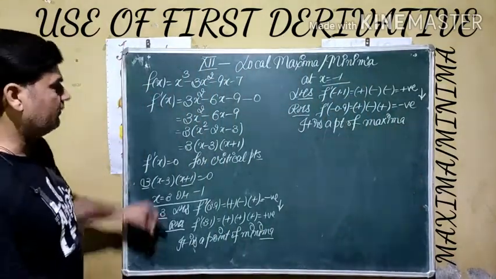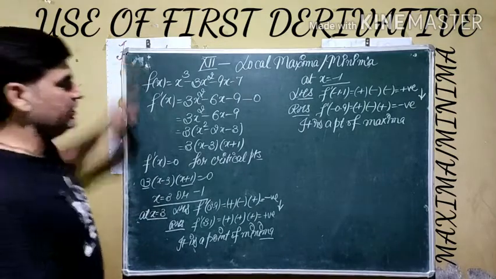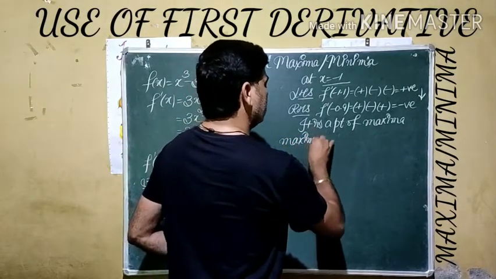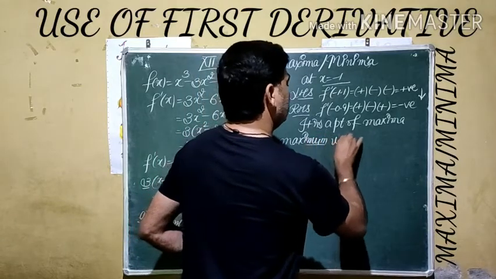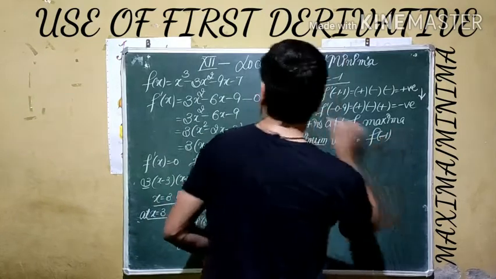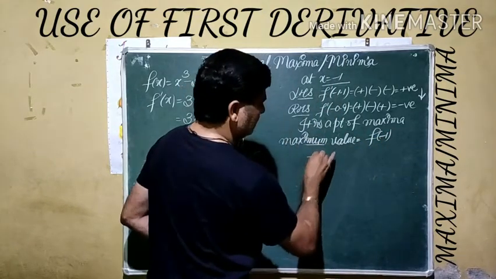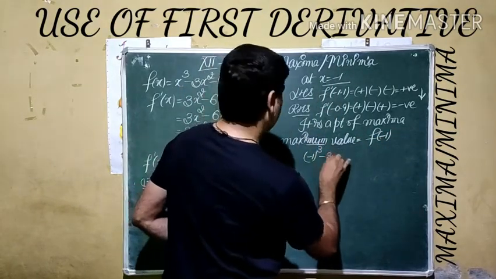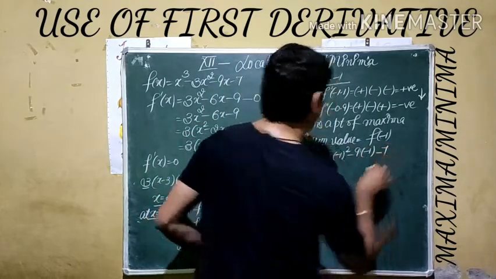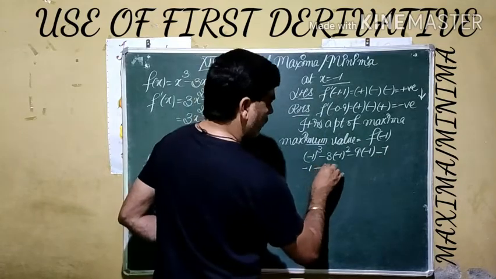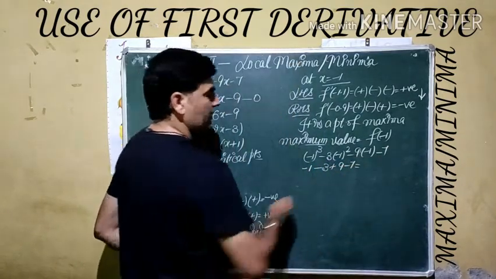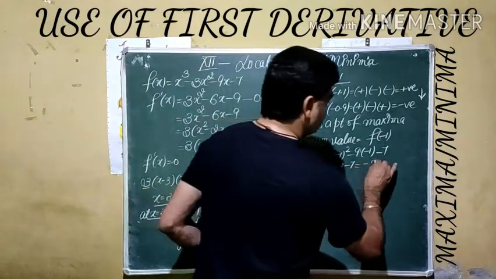If we want to find out the value, we replace the value in this function. First of all, the maximum value we are going to calculate. Maximum value should be at x is equal to minus 1, meaning we replace x is equal to minus 1. Cube of minus 1, minus 3 times square of minus 1, minus 9 times minus 1, minus 7. If we simplify, we get minus 2 as the answer.